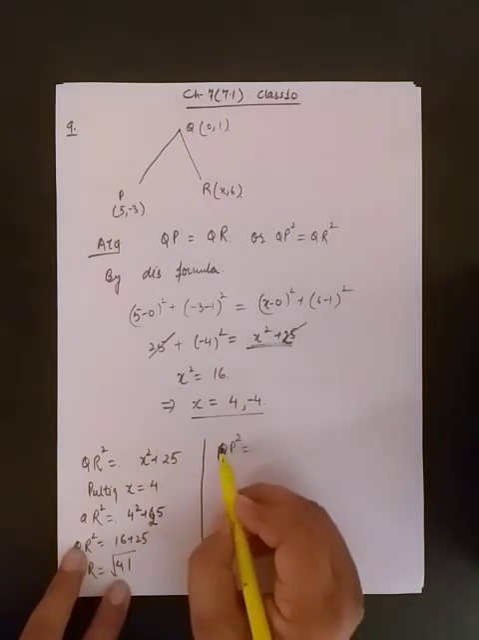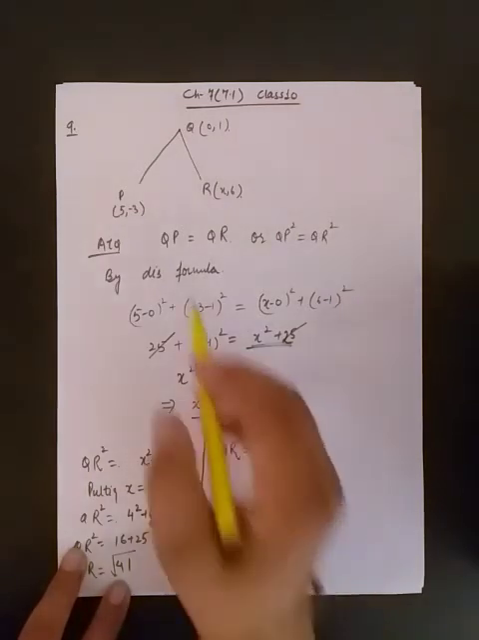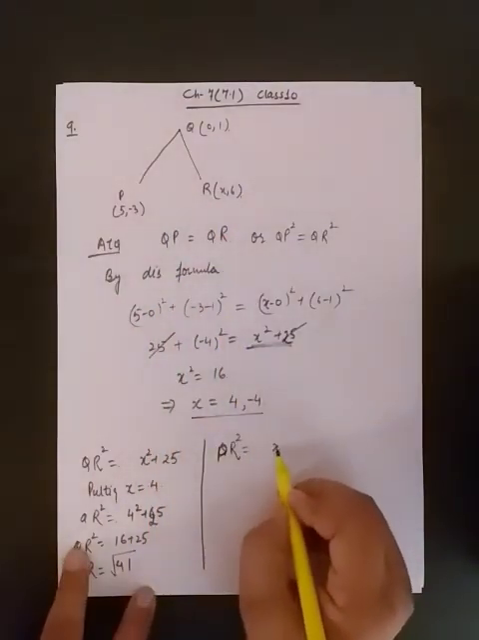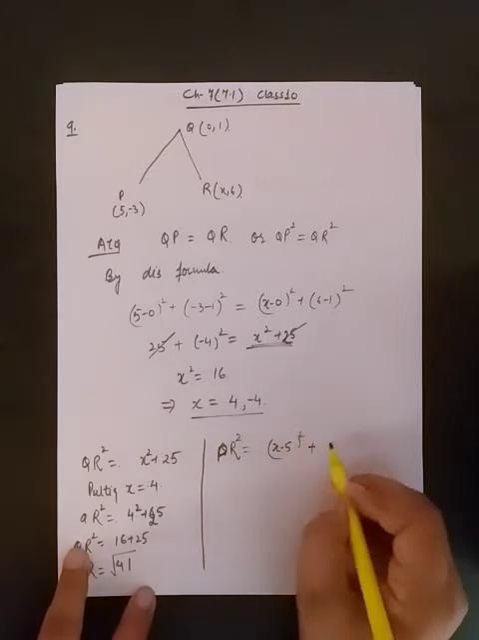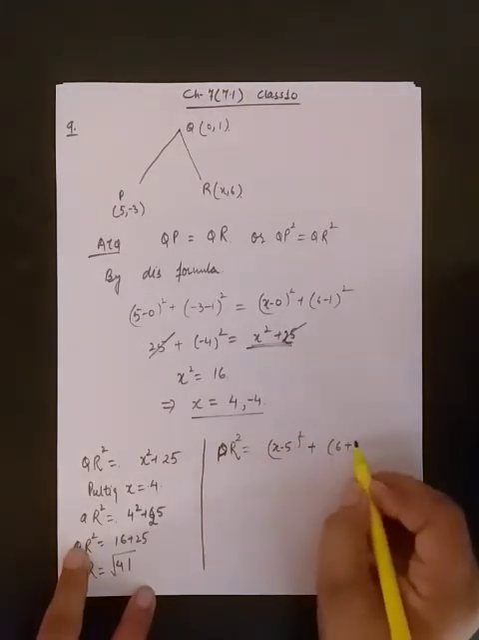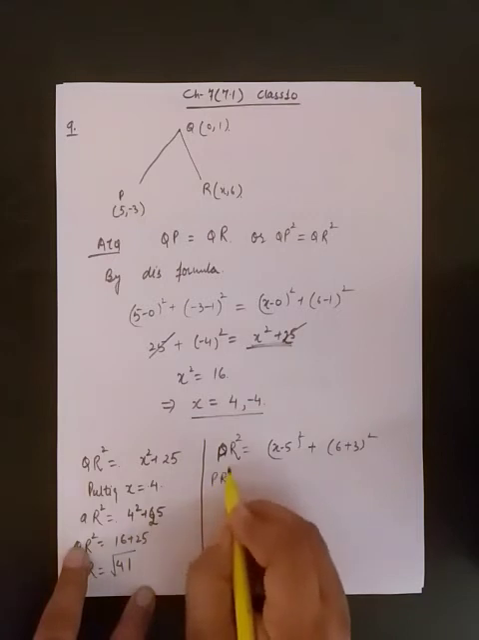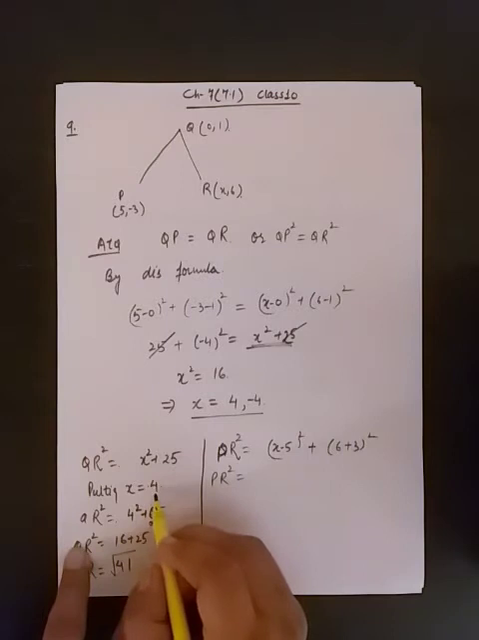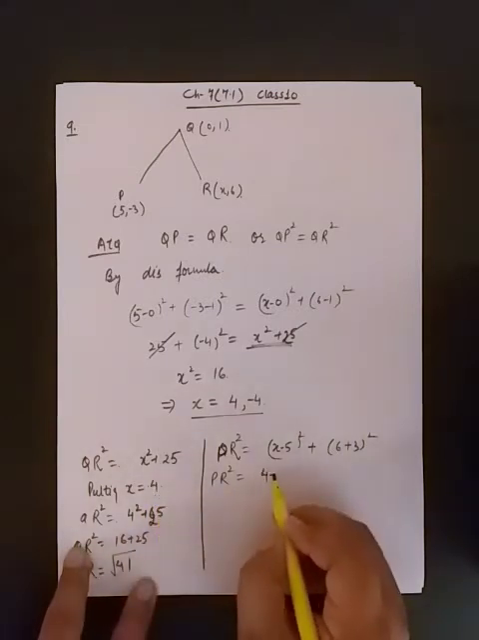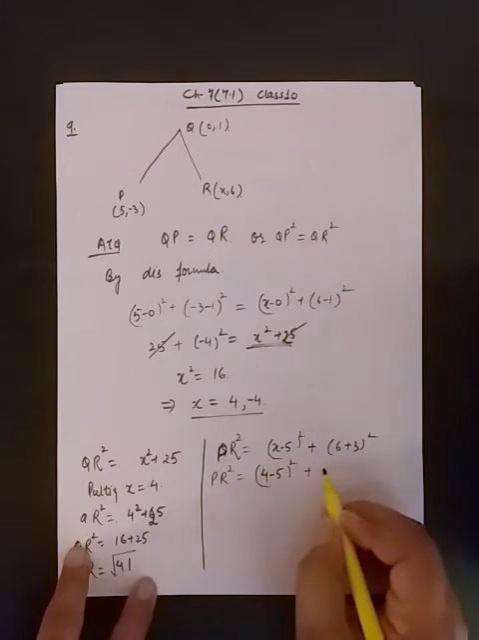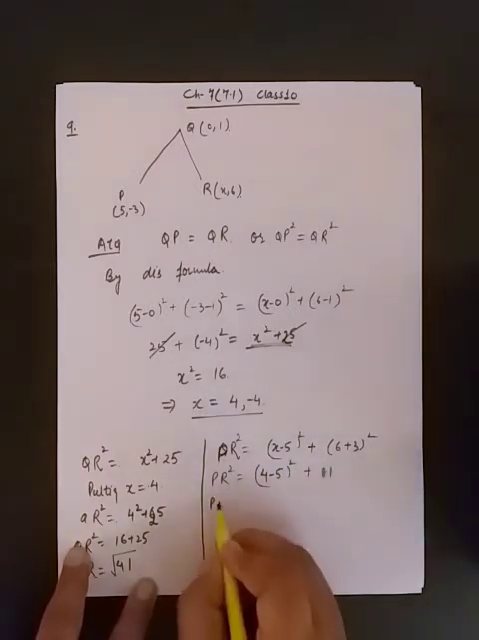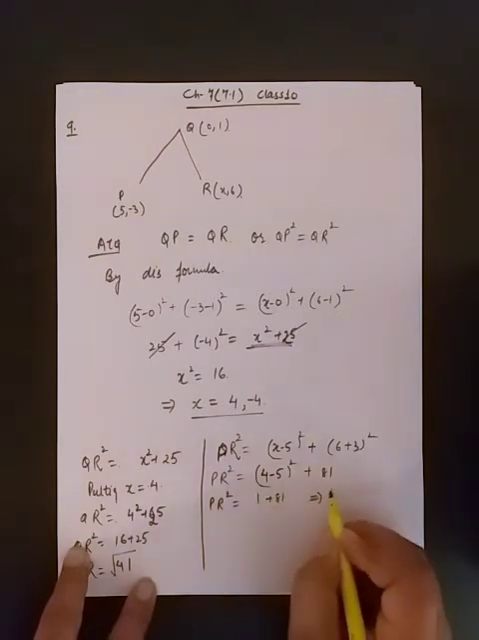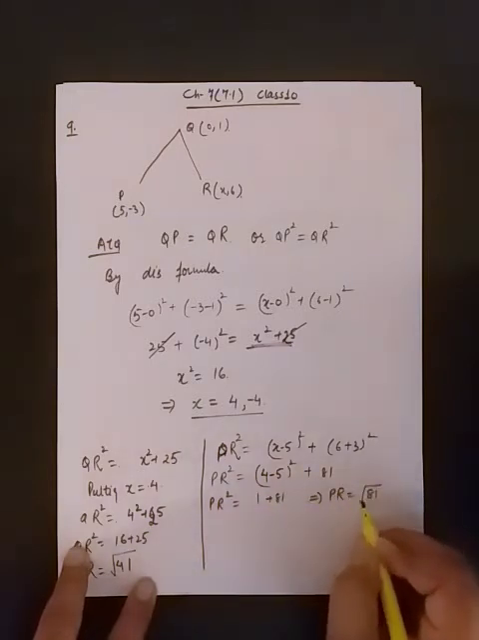PR means distance between these 2 points, and it will be x minus 5 square plus 6 minus 3 square, and PR square will be, now I am taking x in case 1 as 4, so it will be 4 minus 1 whole square plus 9 square, it will be 81. So PR square will be minus 1 square is 1 plus 81. This gives you PR is equal to under root 81.